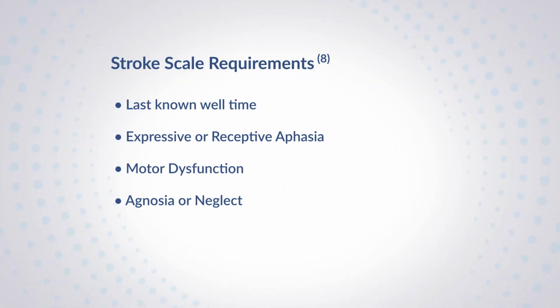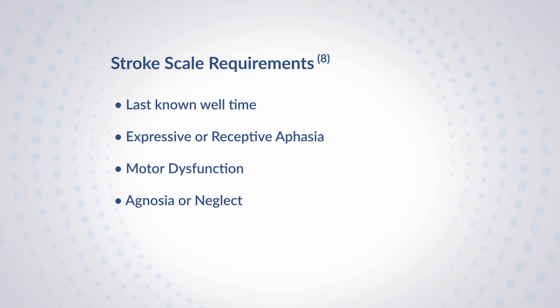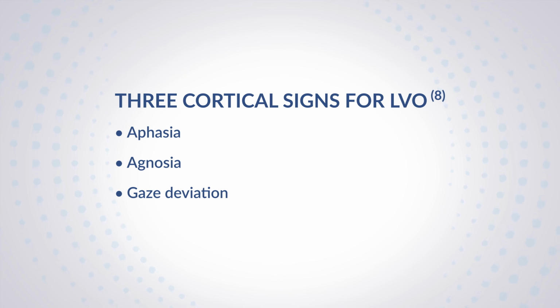Consult your local protocols for which to use, but stroke severity scales should concentrate on the following information: the last time the patient was seen well, the presence of expressive or receptive aphasia, motor dysfunctions such as paralysis or weakness in one or more limbs, and the presence of agnosia or neglect, which is the inability to interpret certain sensations such as visual, tactile, etc. The three cortical signs of LVO should be included in your assessment: aphasia, agnosia, and gaze deviation. This additional information is then scored based on the scale, and a certain number will be the threshold for suspicion of LVO. Let's briefly cover why these particular assessments help us recognize the likelihood of LVO.